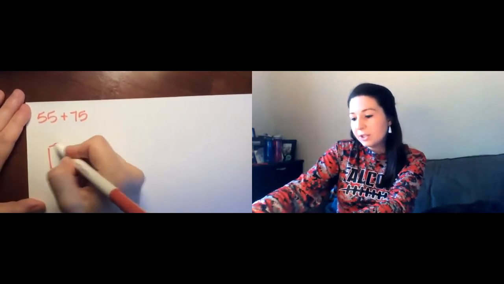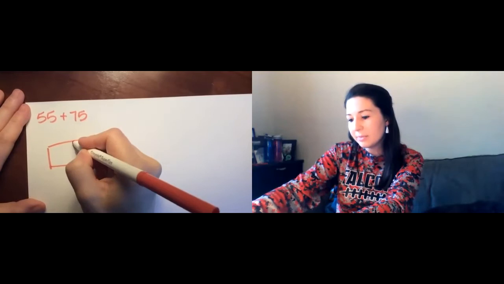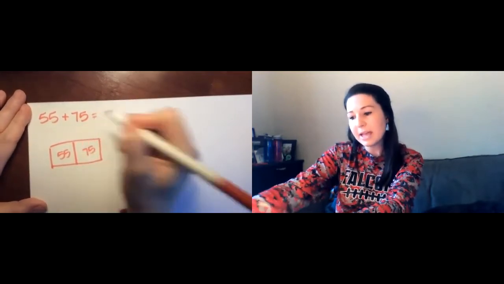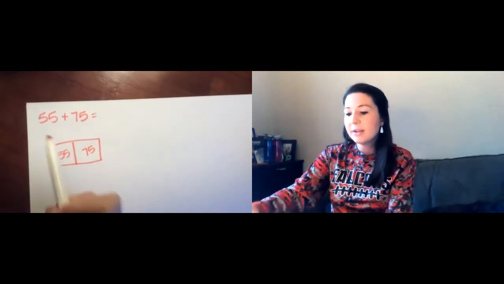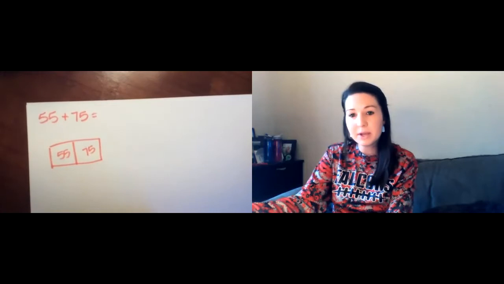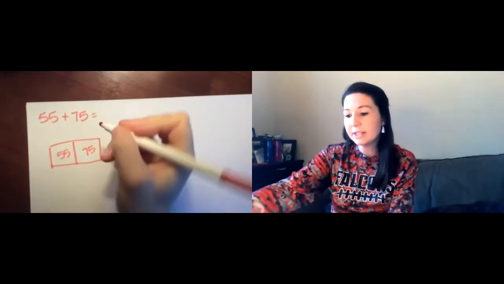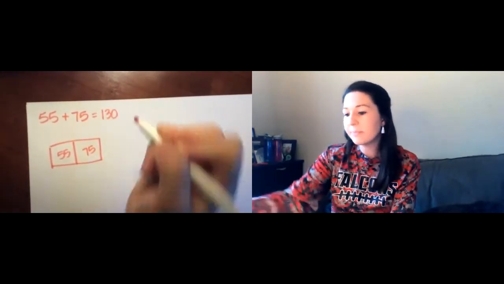So 55 plus 75. Okay, so again, if I were to draw an area model, it would look something like this, where I have 55 and 75. And if I'm adding those together, just to make sure we have an idea of where our answer should be, 50 plus 70 gives me 120. 5 plus 5 is 10, so our answer should be 130.